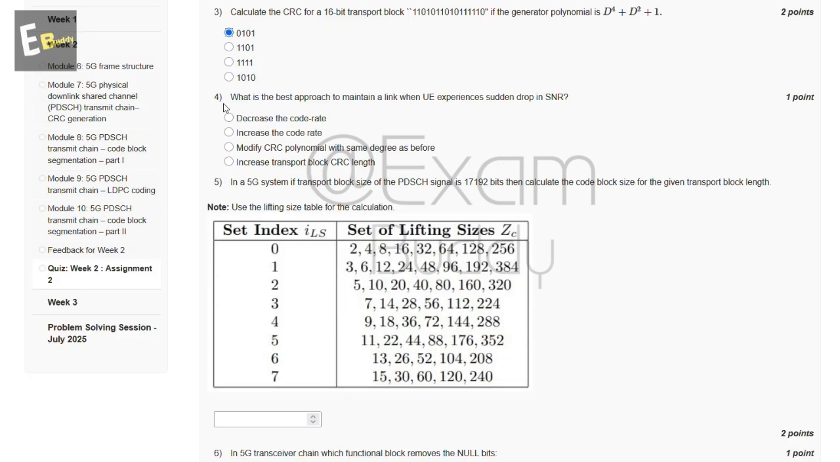Now the fourth question is what is the best approach to maintain a link when UE experiences a sudden drop in SNR? So these are the options: decrease the code rate, increase the code rate, modify CRC polynomial with same degree as before, increase transport block CRC length. So the answer of our fourth question is A, decrease the code rate.